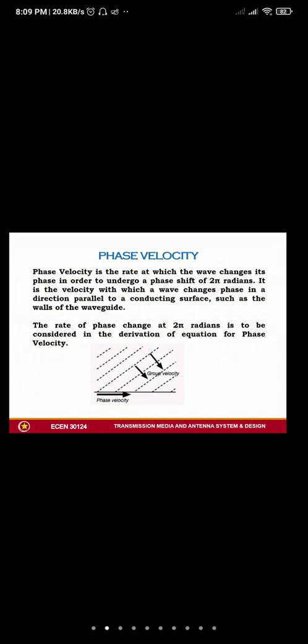So, it is the velocity with which a wave changes phase in a direction parallel to a conducting surface such as the walls of the waveguide. While doing the shifting of 2 pi radians, it must do it in parallel manner. The rate of phase change at 2 pi radian is to be considered in the derivation of equation for the phase velocity. So dito, nakikita natin yung difference ng phase velocity at makikita nyo na nasunod niya yung requirement that the direction must be parallel to the conducting surface. Ang conducting surface natin ay yung wall. Okay, then yung group velocity, it is yung maraming waves sa loob ng waveguide and ano yung amount ng velocity na ginagamit para sa kanilang propagation, which will later describe further.